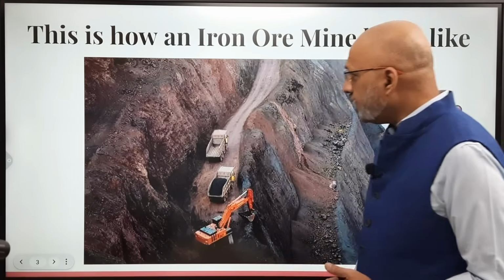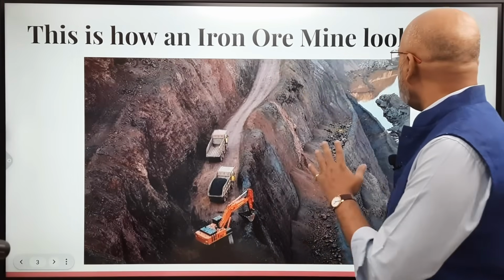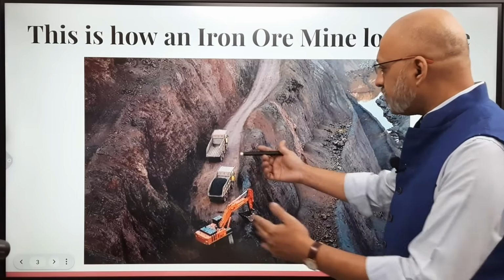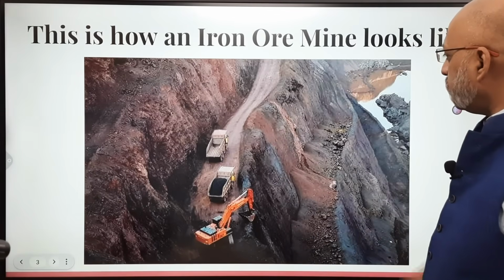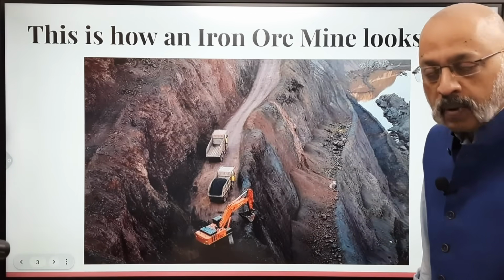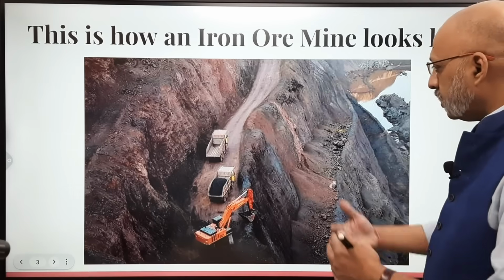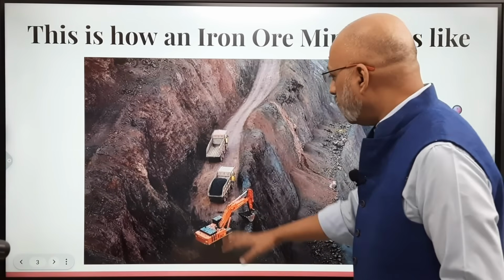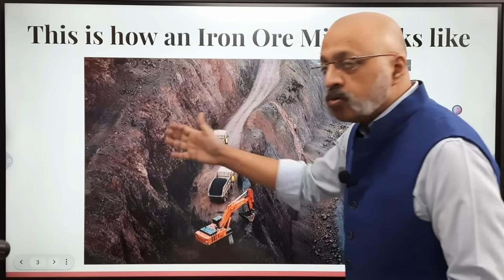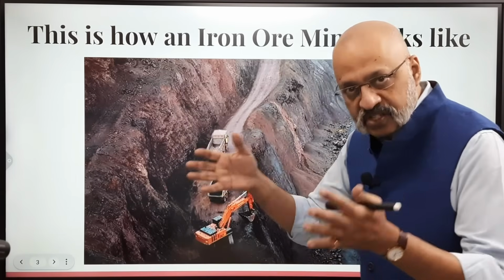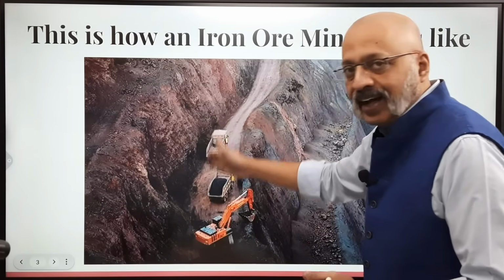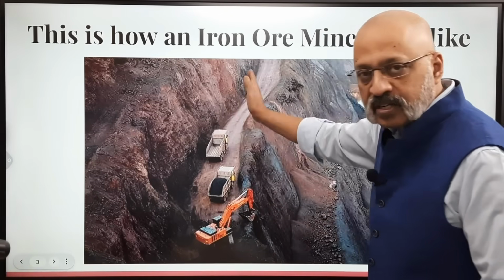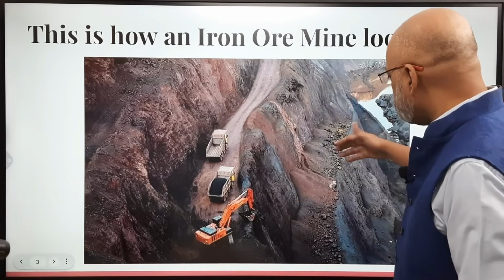Now, this is how an iron ore mine looks like, for those of you who may not have ever seen. This photograph, I think, is from Bellary iron ore mine in Karnataka. It comes almost in the central part of Karnataka. Mountains of iron ore. Once iron ore is detected, then it is gradually mined, and pathways are created through which trucks and JCBs can move.